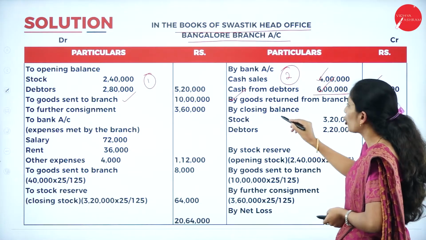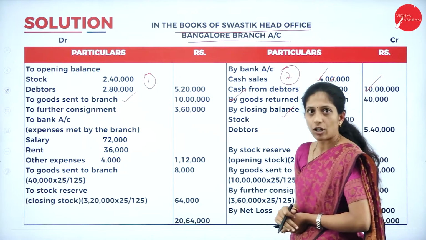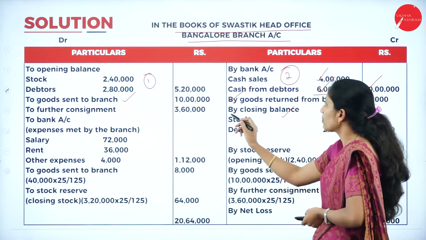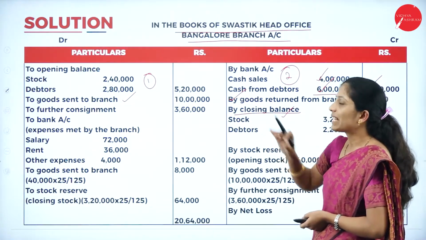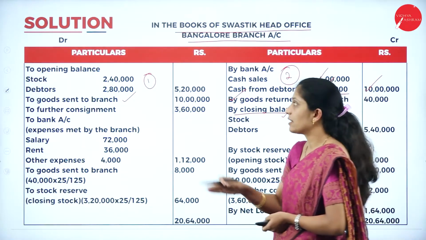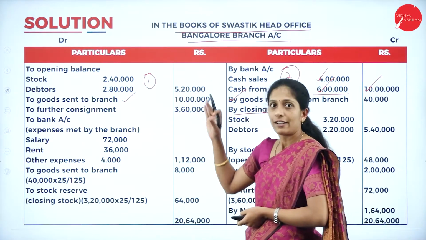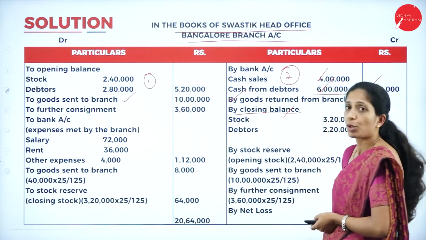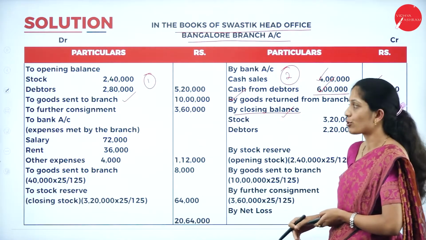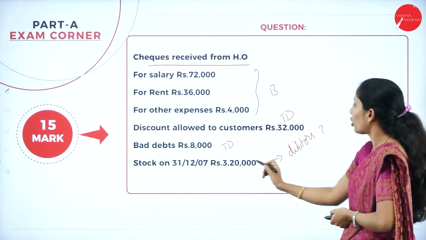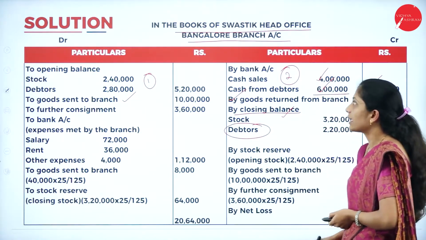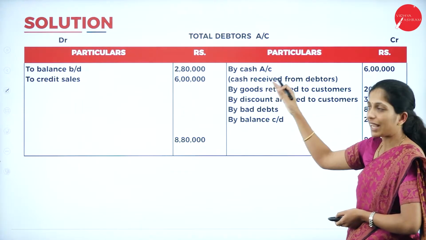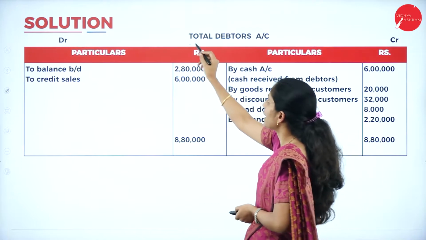Next, record the closing balance. Opening balance will be recorded in the debit side, whereas closing balance will be recorded in the credit side. But make sure that whatever items are there in the opening balance, for example, stock and debtors in this problem, the same items should be there in the closing balance also. But if you see the problem, they have not given the closing debtors. So, for this reason, we have to make a working note on total debtors account.